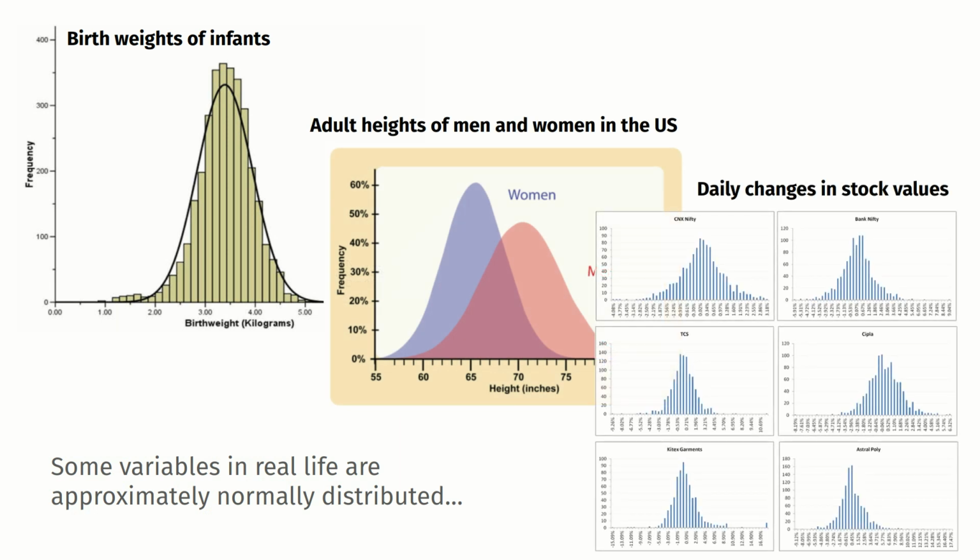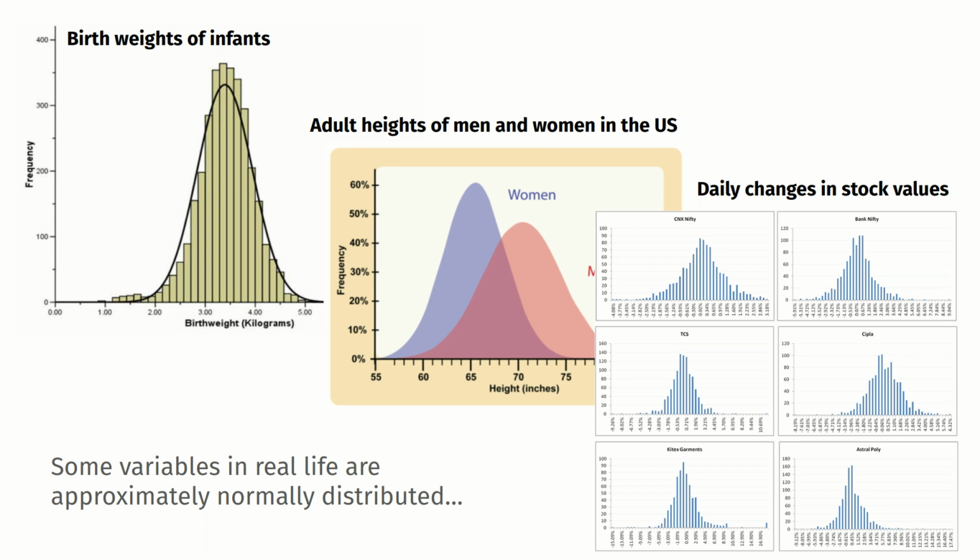Now, it's sometimes the case that people will say that the normal distribution, this bell-shaped curve, is called normal because it occurs often in the real world, and that's sort of true. There are indeed some variables in real life that are approximately normally distributed. A lot of physical quantities have this property, like the birth weight of infants here on the left. The distribution of adult heights of men and women in the United States has a kind of bell-like shape.